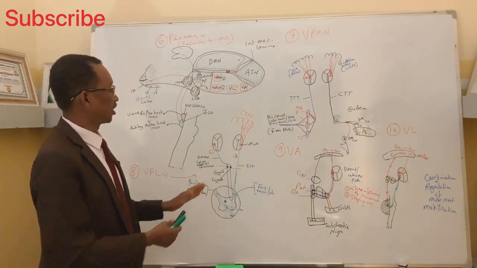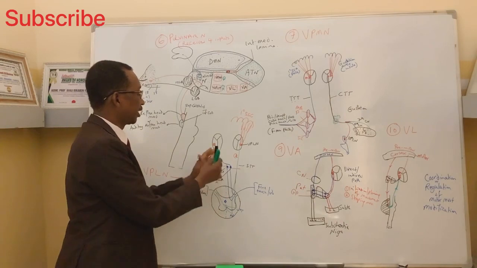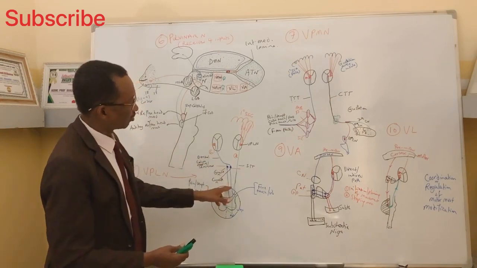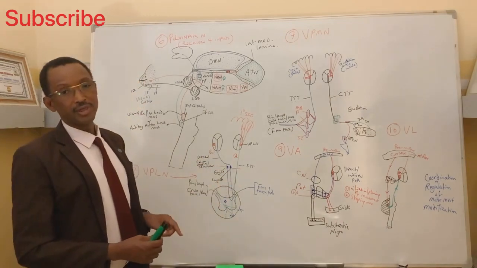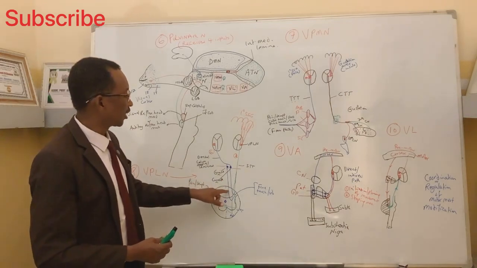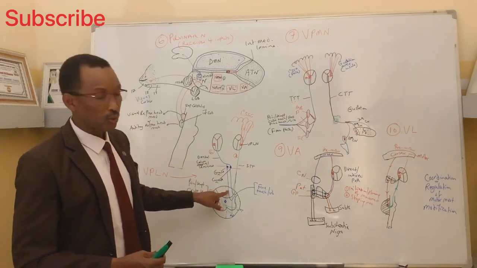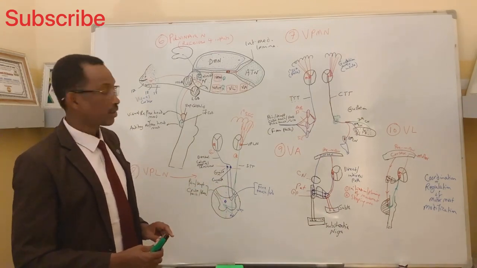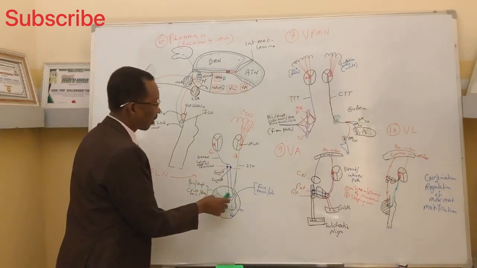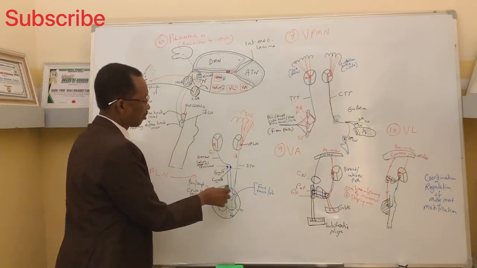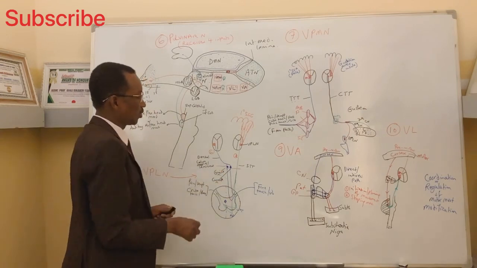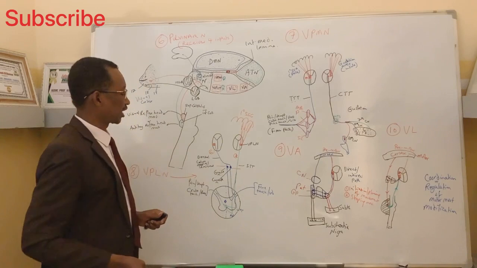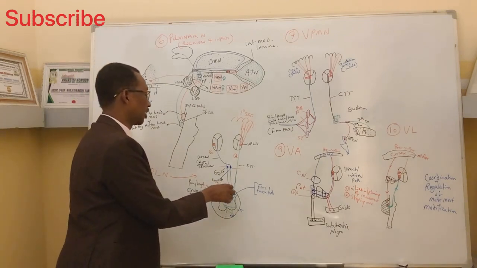fasciculi. So these fasciculi are divided into two parts, one on the medial side, the other one on the lateral side. The one on the medial side is called the gracile fasciculus. The other one on the lateral side is called the cuneate fasciculus. So here we have our medial fasciculus known as the gracile fasciculus, and this one is the lateral fasciculus known as the cuneate fasciculus.